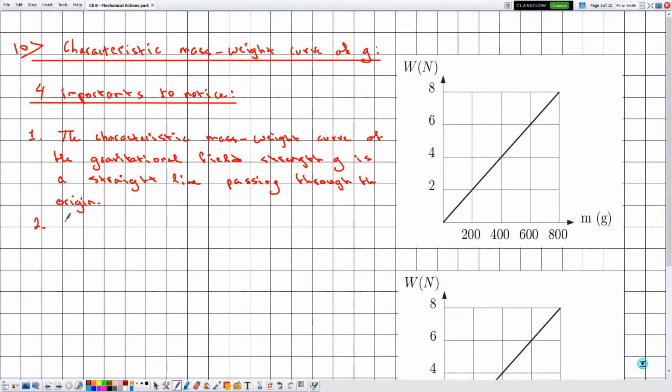Then let me write down: the gravitational field strength g is equal to the slope of the characteristic mass-weight curve.